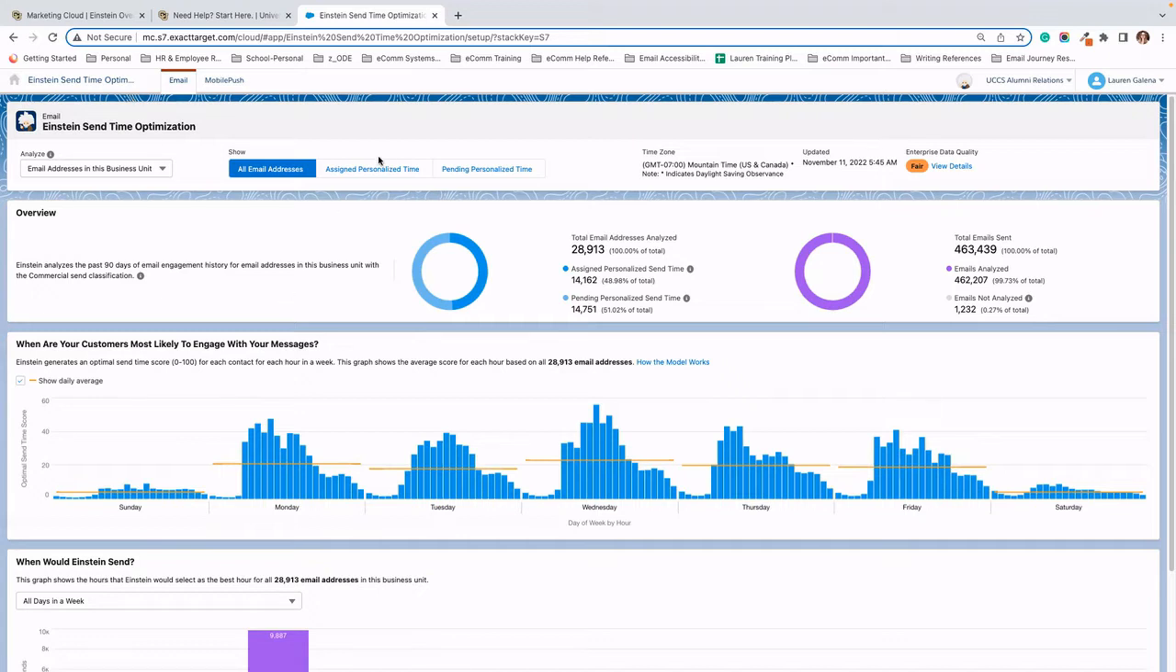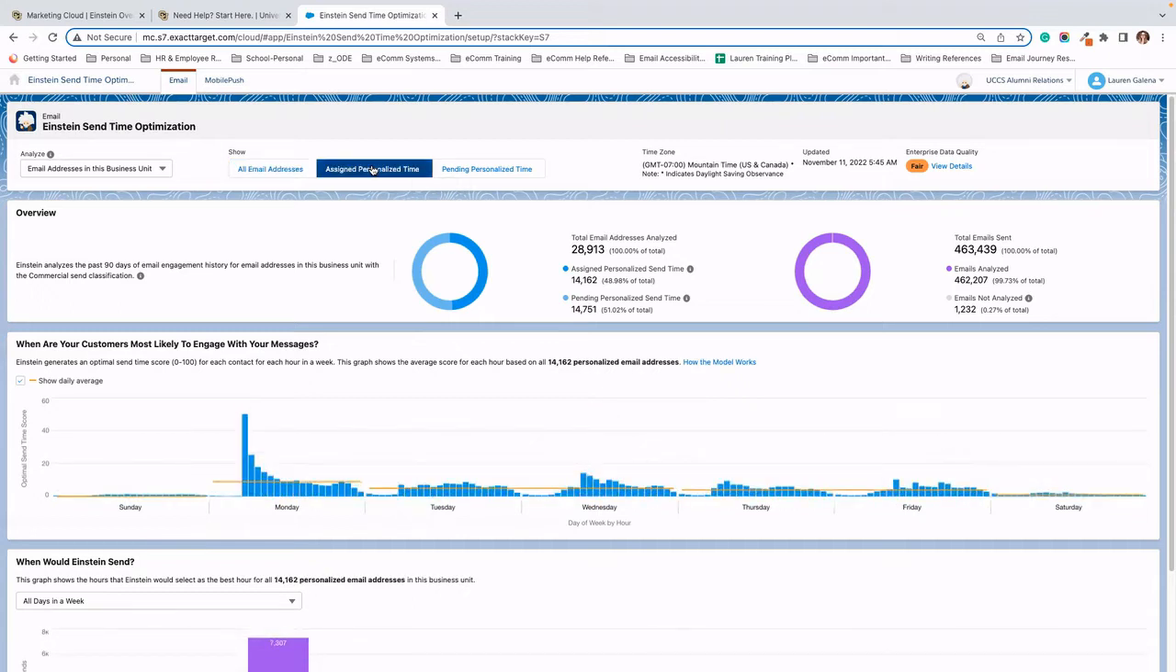And yeah, Will, the assigned personal time, those are the contacts that have enough engagement data gathered on them that they have send time optimization time assigned to them. And then the pending personal time, those are the contacts that don't have enough engagement data yet to have a send time optimization assigned to them. So Einstein's still gathering information on those pending personalized time people. Wonderful. Thanks, Lauren. Yeah, you're welcome.